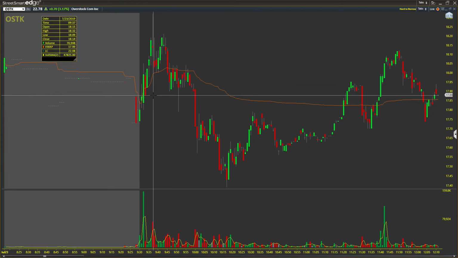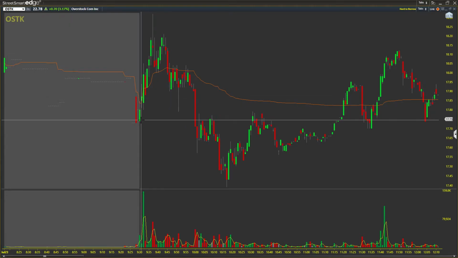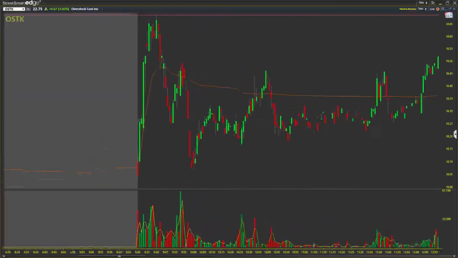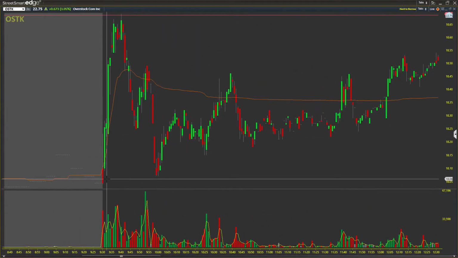This is here on the 23rd, right at the open from 17.75. This ran all the way up to $18.30. We fast forward to the next day, right at the open on the 24th. Stock opens at $18. Ran all the way up to $18.70.